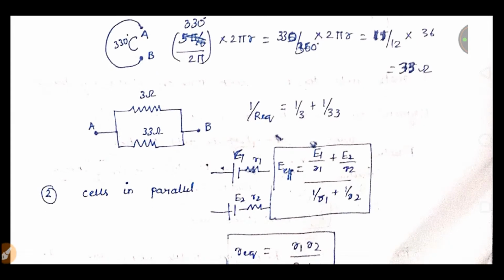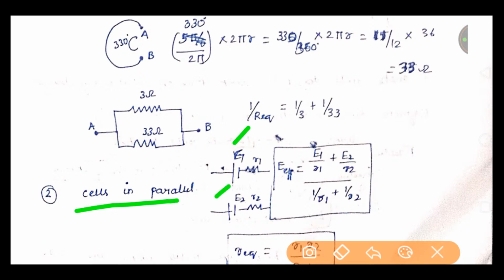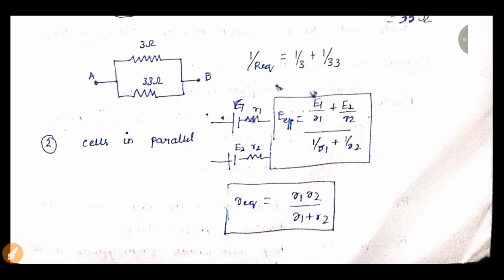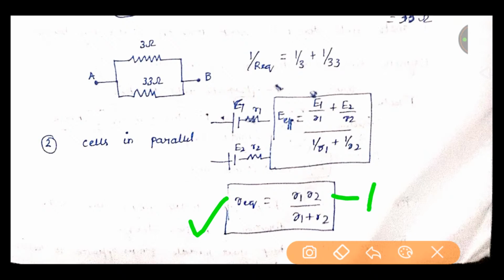Next concept, cells in parallel. Two cells are there, E1, E2, R1, R2. You should check whether the cells send current in the same direction. Yes, they send current in the same direction. Then you can obviously use this formula: E effective is equal to E1 by R1 plus E2 by R2, divided by 1 by R1 plus 1 by R2. Very, very important formula. More questions will be asked from this point. Then R equivalent, if they are asking, is R1 R2 by R1 plus R2, because it is parallel.